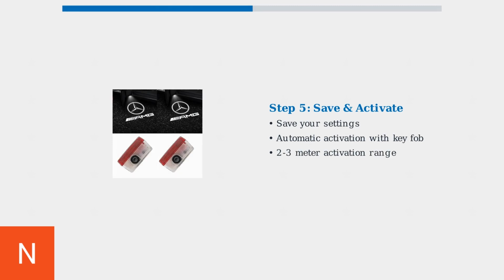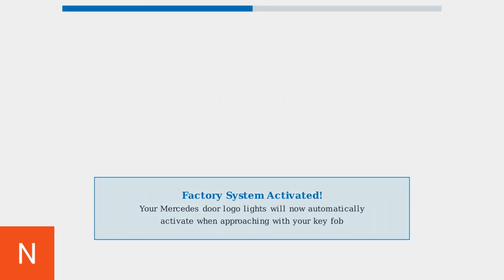Your door logo lights will now automatically activate when you approach your vehicle with the key fob within a 2 to 3 meter range. Your factory-installed Mercedes door logo lights are now active and ready to welcome you every time you approach your vehicle. The system will automatically illuminate the Mercedes emblem on the ground, creating an elegant entrance experience.